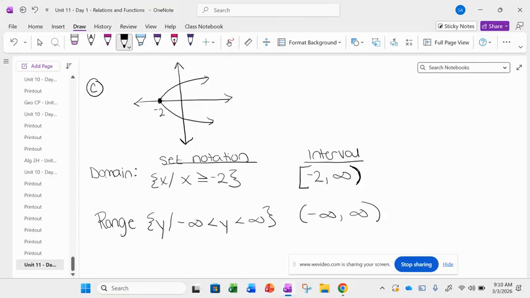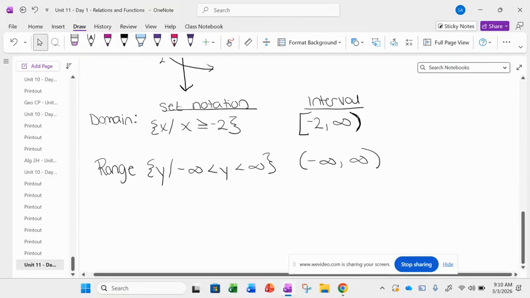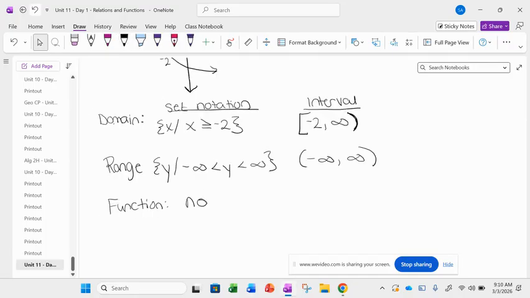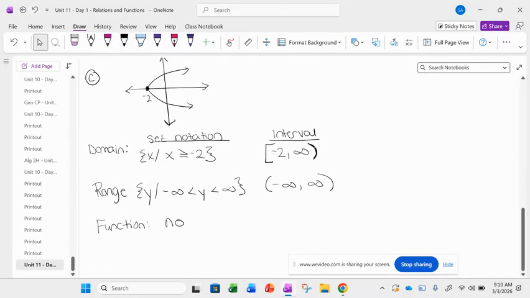Okay, so we're good with domain and range. Oh, sorry. Is this a function? Good. Why? It does not pass the vertical line test. Is it a function? No. It fails the vertical line test, which means what? What does that mean if it fails the vertical line test? Lily? Good. It has a repeating domain. It has a repeating x value.